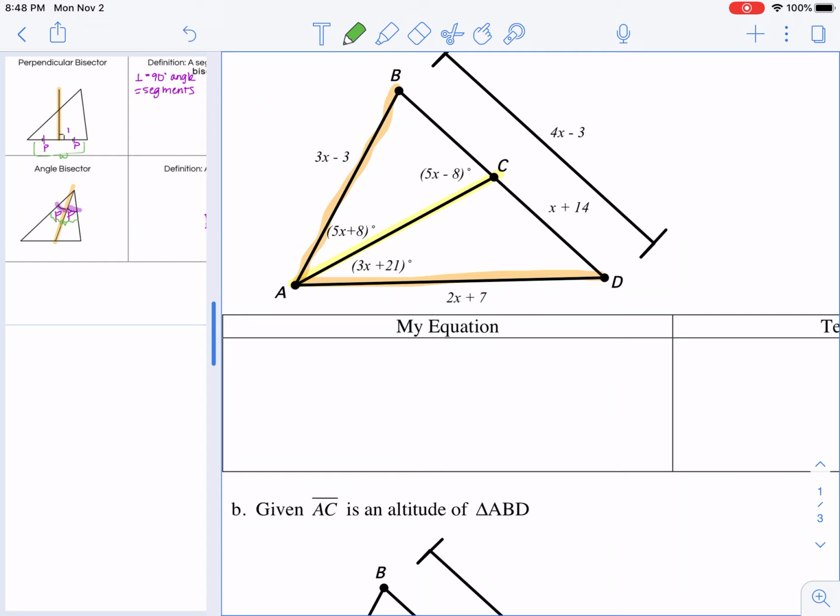We've learned that when we bisect angles, it breaks our angles into two equal parts. So the way that I show congruent angles is with the loops. So I'm going to put a loop here, and I'm going to put a loop here.